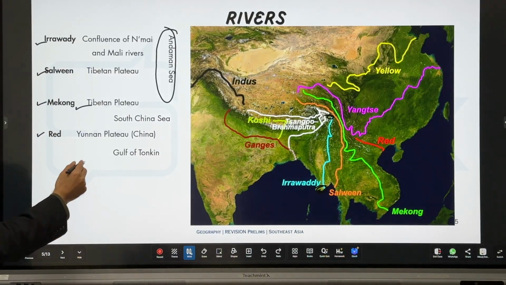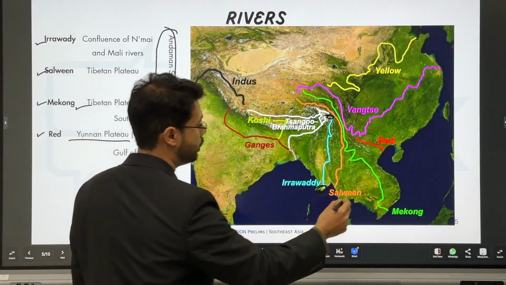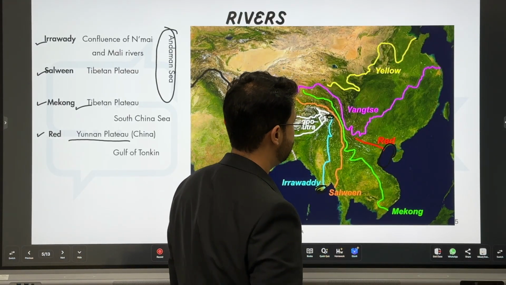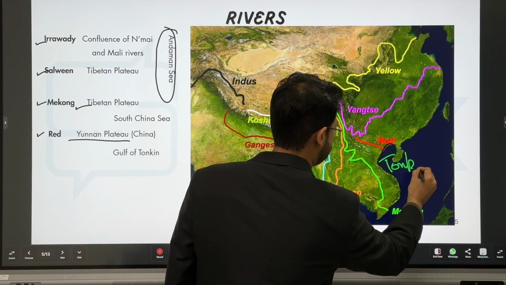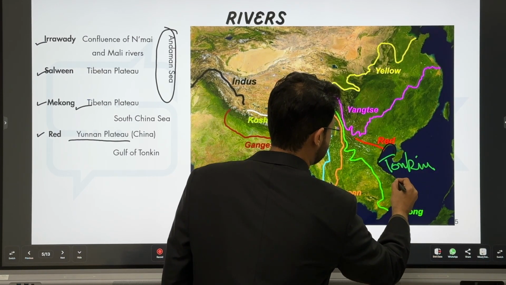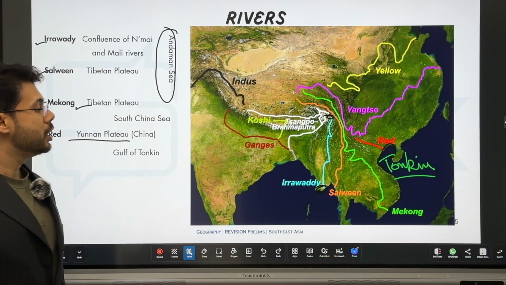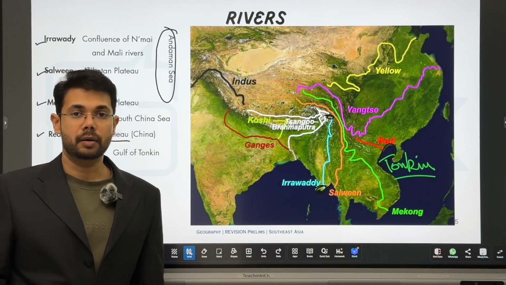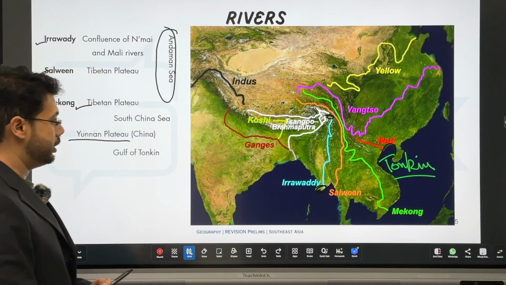Again, this is starting in the Tibetan Plateau and ending in the South China Sea. And the Red River starts from the Yunnan Plateau of China, ending in the Gulf of Tonkin over here. The problem with the Gulf of Tonkin is that this is one of the very rare gulfs that we have in this region. So Gulf of Tonkin is there and it forms part of the drainage basin of the Red River.